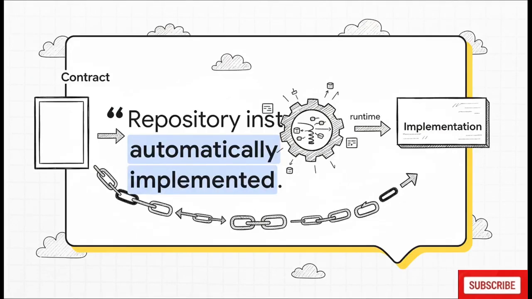Well, this isn't some bug or oversight. As the official Spring Data documentation tells us, these repository instances are automatically implemented for you at runtime. This is the whole point, the core feature that makes Spring Data so incredibly powerful. You just define the contract and Spring handles the heavy lifting of the implementation.